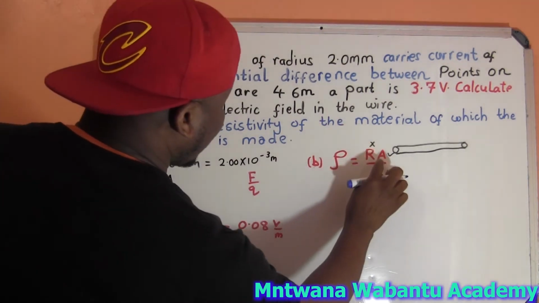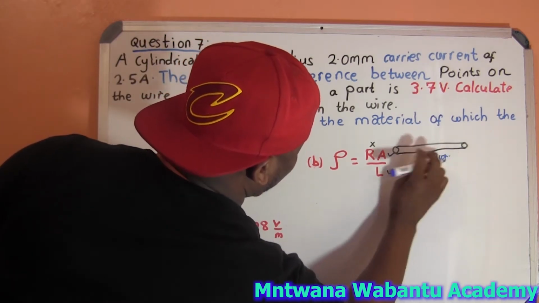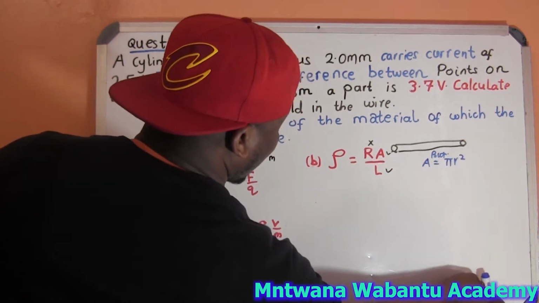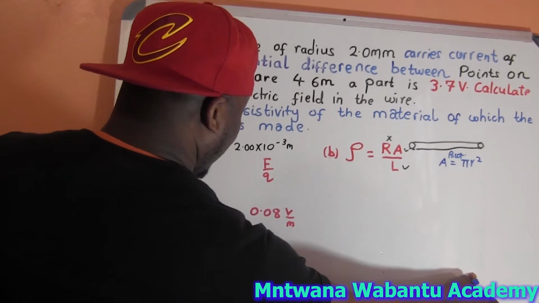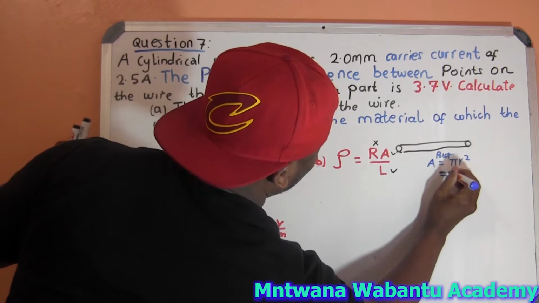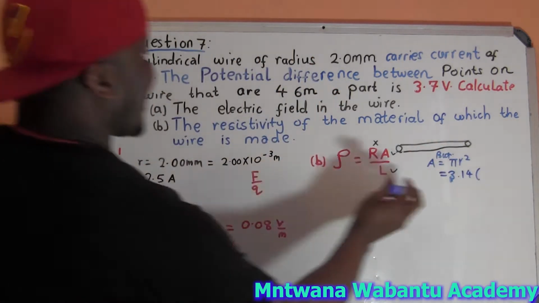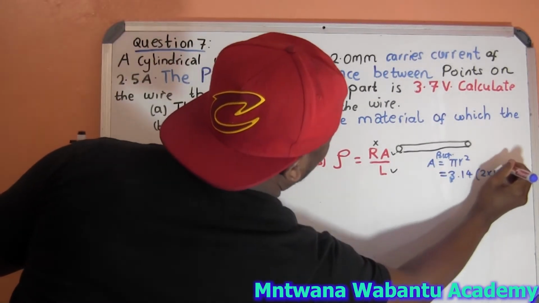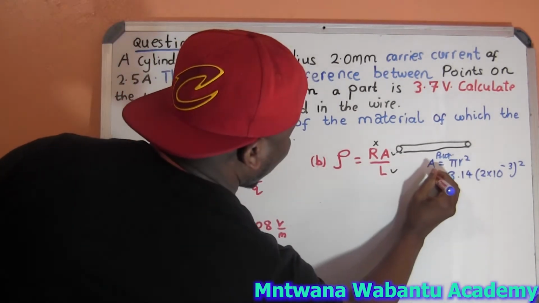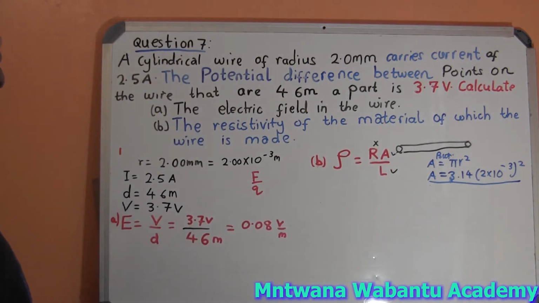So now we're going to say cross-section area. Remember the area of this surface here is pi r squared. That's the cross-section area of a wire, pi r squared. So we're going to say this equals pi, which is just 3.14. The radius given is 2 times 10 to the power negative 3. But remember you have to square it, because r is squared. So we can get our cross-section area, or if you want, you can plug it into the calculator.